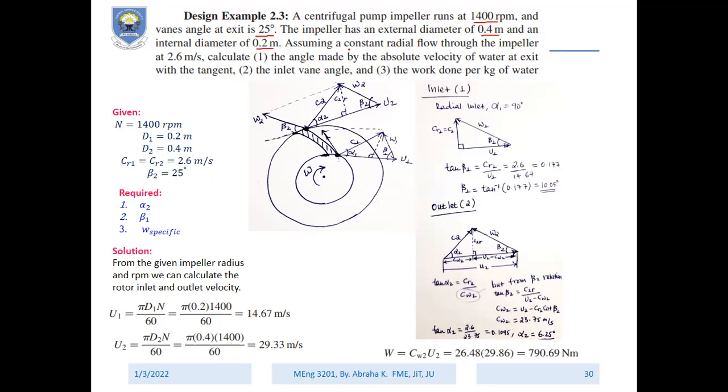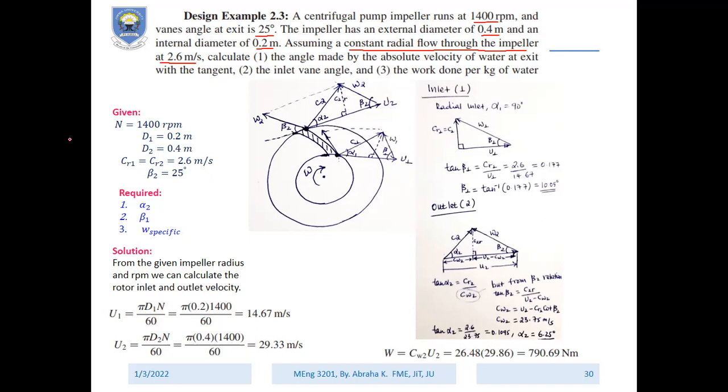Assuming a constant radial flow through the impeller at 2.6 meters per second, calculate, first, the angle made by the absolute velocity of water at exit with the tangent. Second, the inlet vane angle, or the inlet blade angle, beta 1. And third, the work done per kg of water, or the specific work.